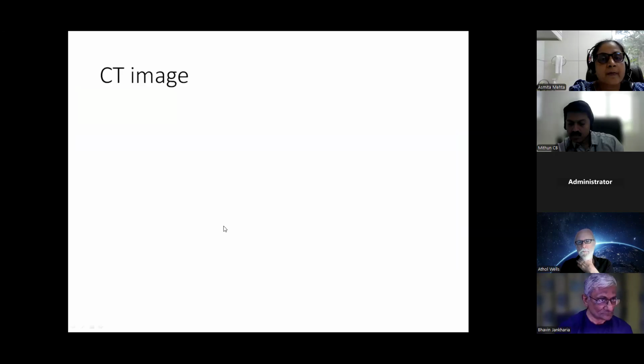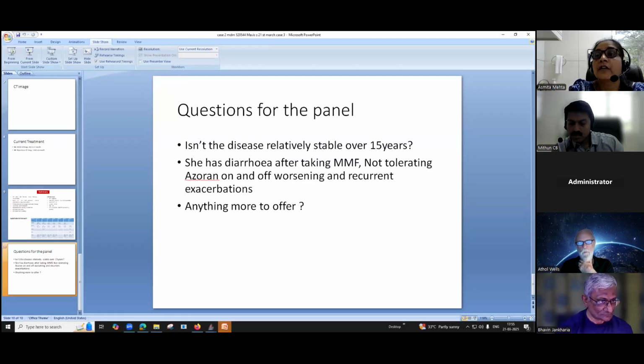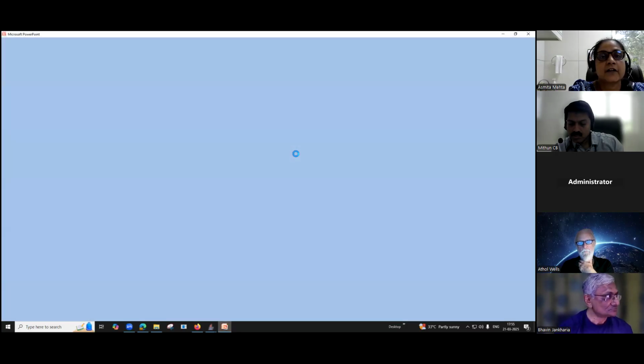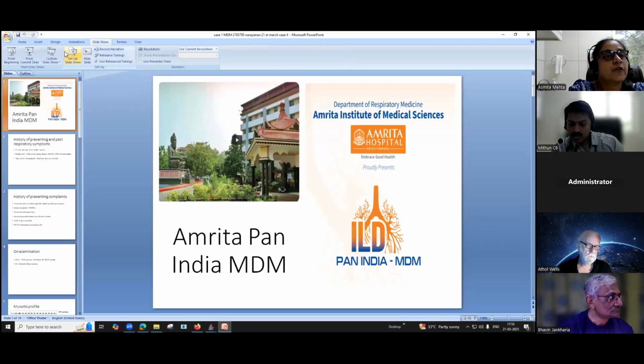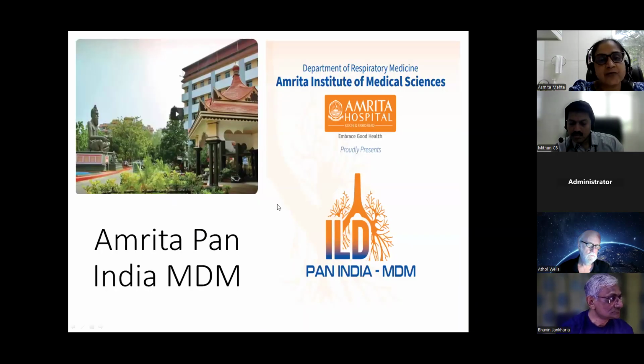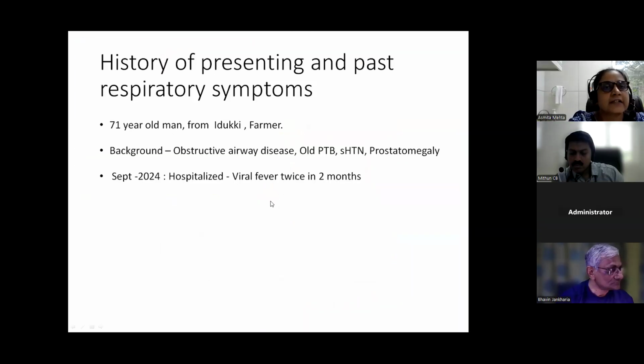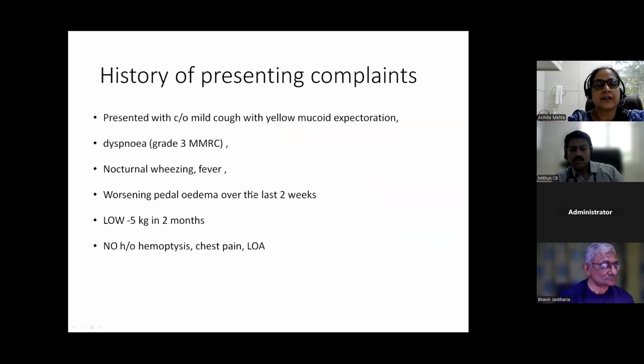Okay. So we will move on to the fourth case. That is also a simple case, but we have a patient who was recently admitted. He came to me in October, and I believe we discussed that patient at that time for cystic ILD. He is a 71-year-old farmer. Background was obstructive airway disease. He was an ex-smoker. He was hospitalized in September, a CT scan was taken, and an incidental finding of some cysts was made, so he was referred to us.